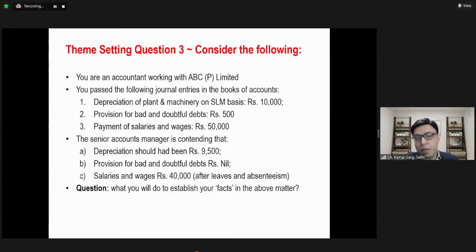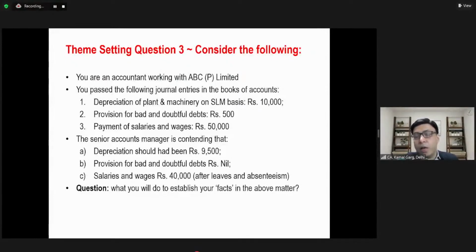So the first question is, the accounts manager says depreciation should have been rupees 9,500 and not rupees 10,000. What will you prove? You will show him the Excel sheets. You will show him your working papers, rough notes, notebook, register, whatever, wherever you have computed the depreciation. So what will happen? You will basically show him how you have computed depreciation. That will be your protection number 1. Number second, provision for bad and doubtful debts, rupees nil.